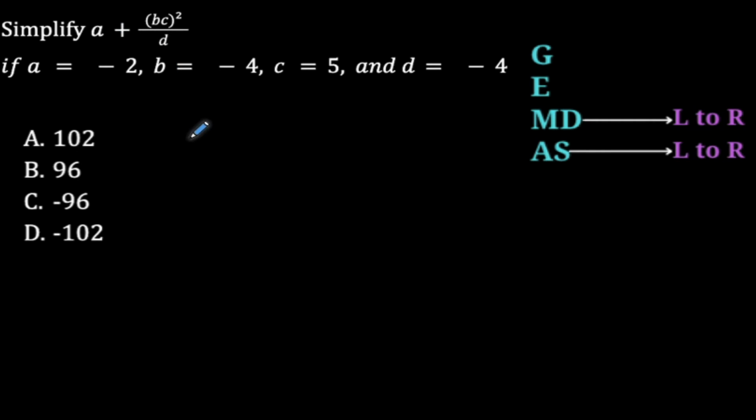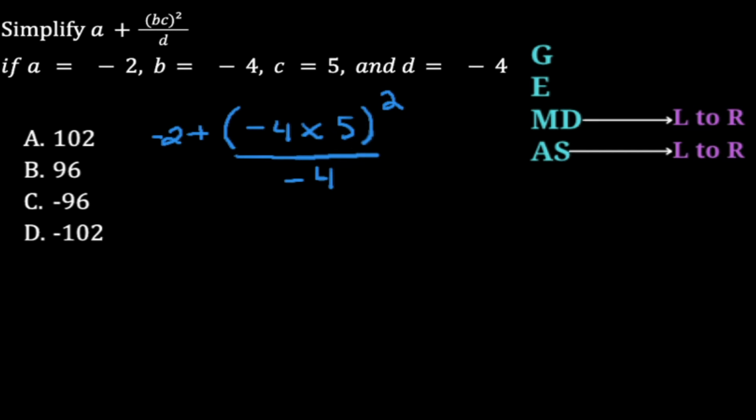So we see that A is -2 plus B times C, and we have B is equal to -4 times, and remember the B, C is together, so it's multiplication. So when you see the variables next to each other like that, it indicates multiplication. So C is 5. Okay, don't forget about the exponent of 2. And then this is over D, which is -4.